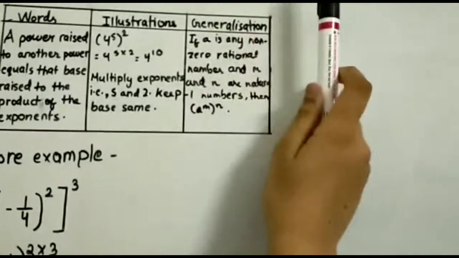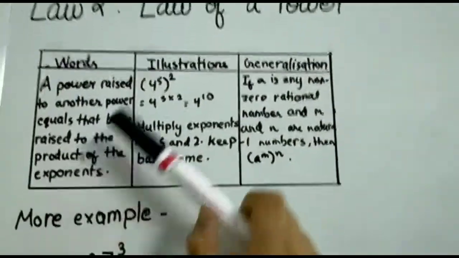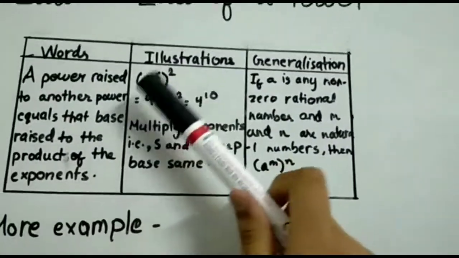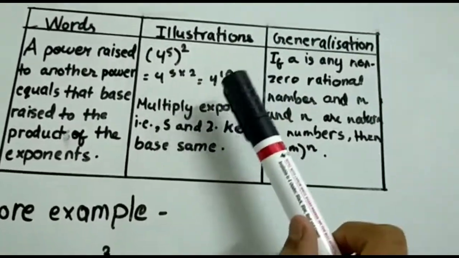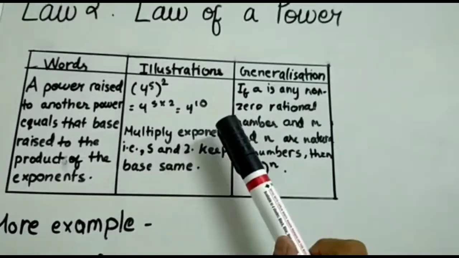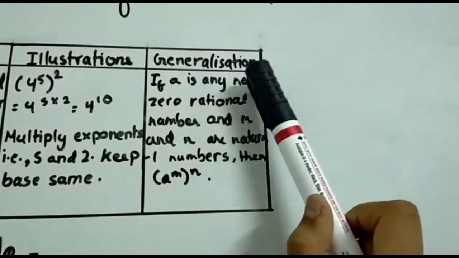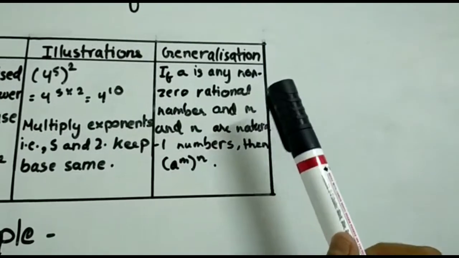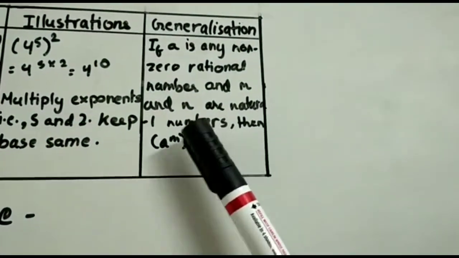Law 2. Law of a power. Words. A power raised to another power equals that base raised to the product of the exponents. Illustration: 4 to the power 5, whole to the power 2, equals 4 to the power 5 into 2 equals 4 to the power 10. Multiply the exponents, that is 5 and 2, keep the base same. Generalization: if a is any non-zero rational number and m and n are natural numbers, then a to the power m, whole to the power n.